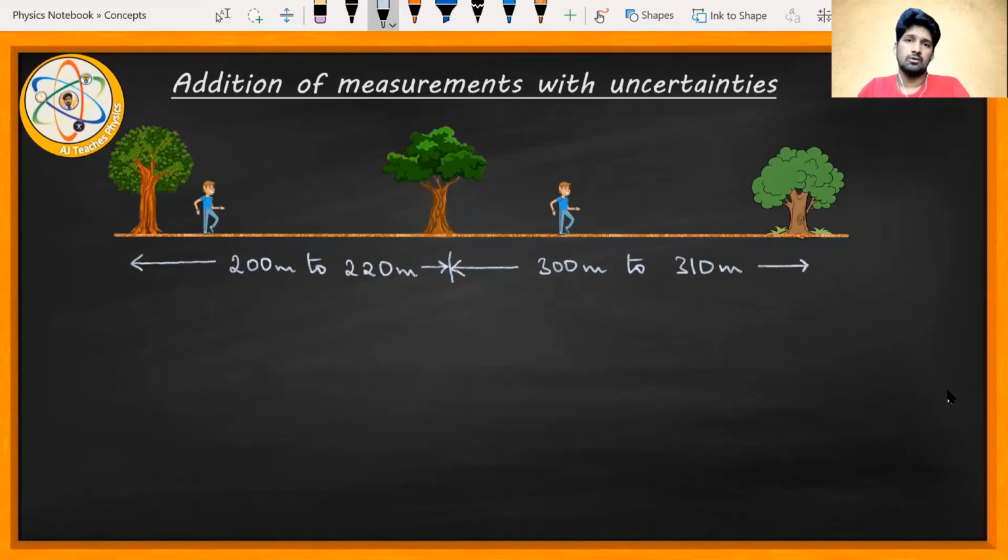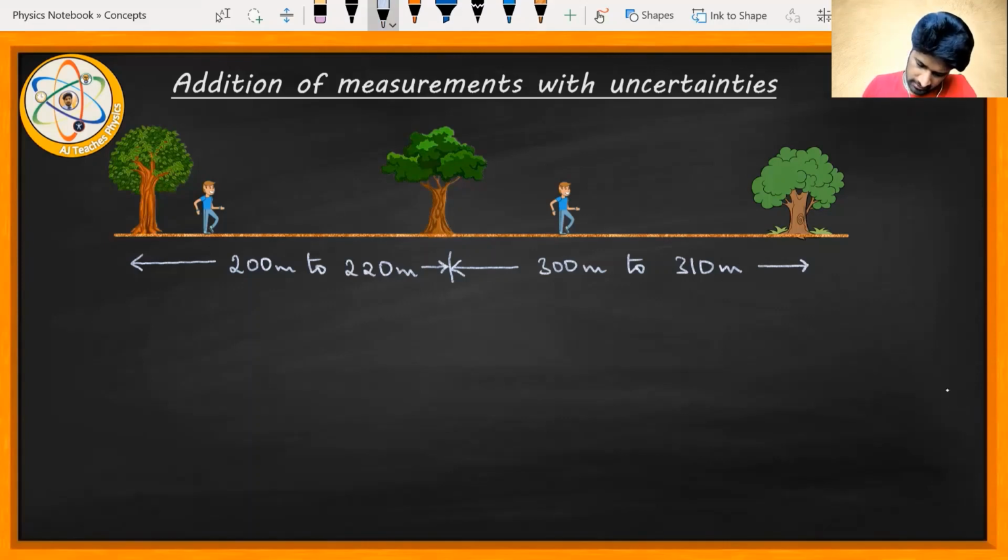Now suppose we want to calculate the total distance between the first and the third trees. We do not know the exact distance between the first and second tree, nor do we know the exact distance between the second and the third tree. So we cannot tell the total distance from the first to the third tree for sure, but we can estimate. We can find out a range of values in which it could lie.